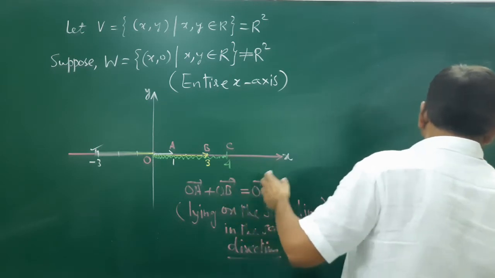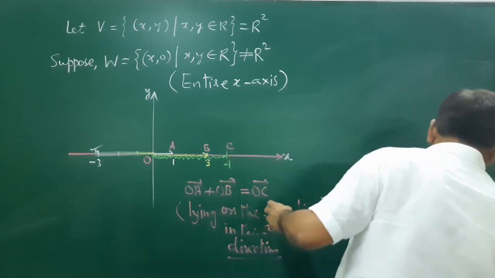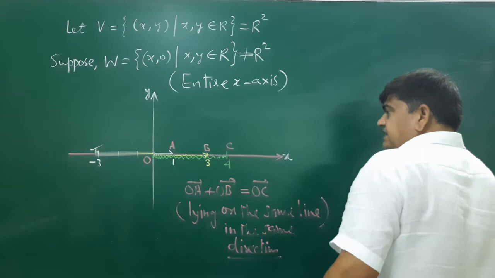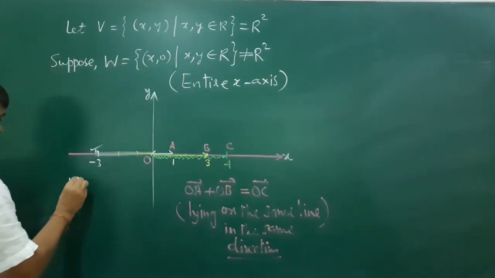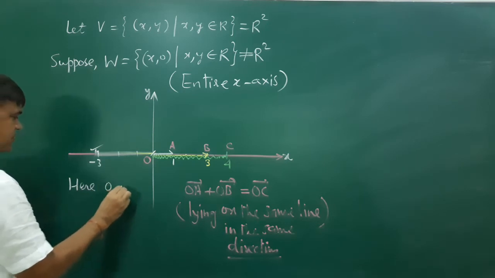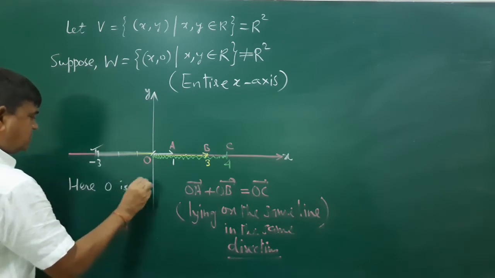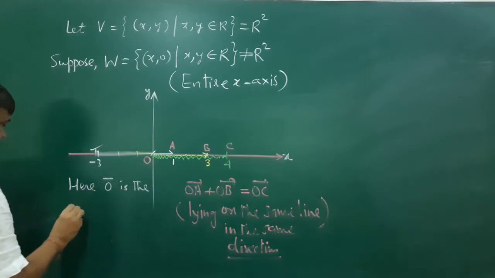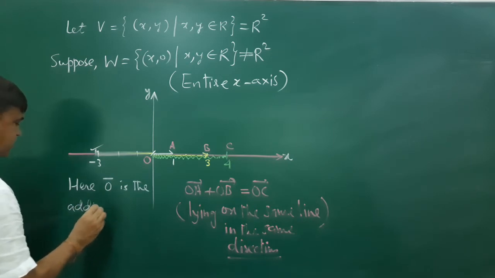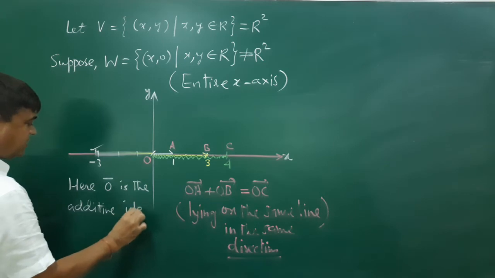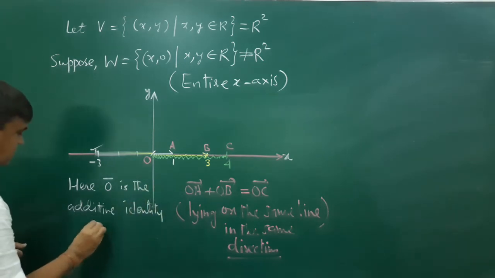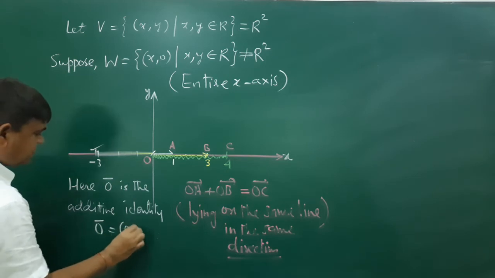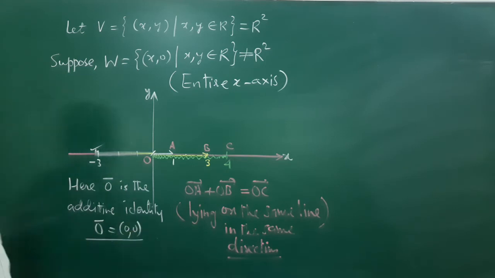I will just change this. Remember, here 0 is the additive identity, means 0, 0.